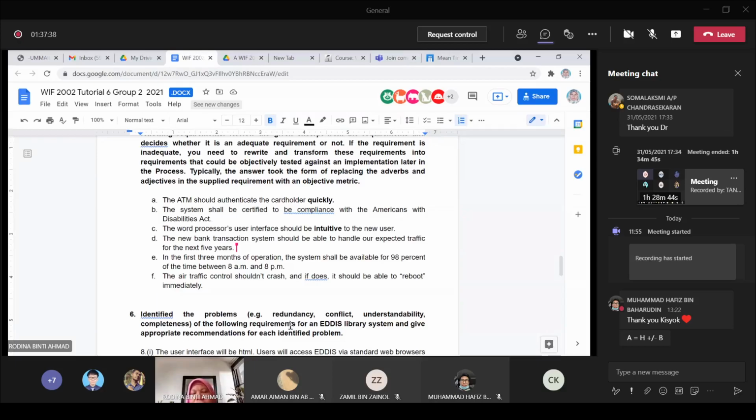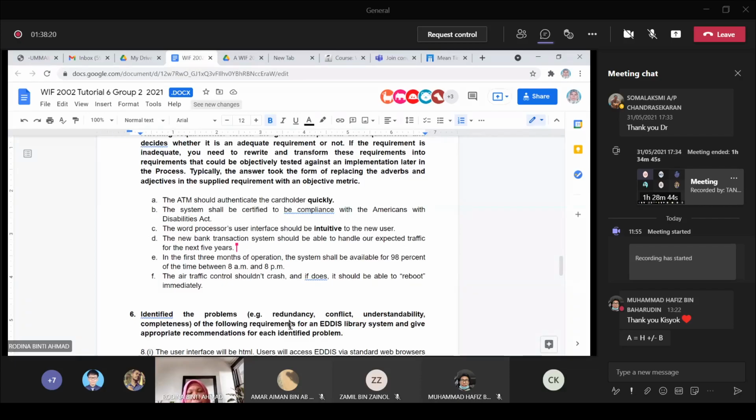The air traffic control shouldn't crash, and if it does, it should be able to reboot immediately. So this one is adequate or not? Obviously no. So you're talking about the average lifespan, or the mean time to failure. How long can this system function before it crashes? Another word we say is the mean time to failure of this ATC system should be how many periods? What is the lifespan of this system before it needs to be rebooted, for example?